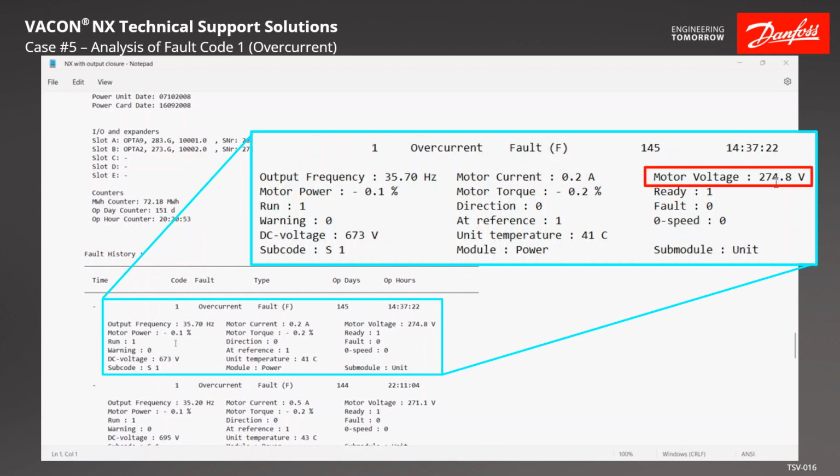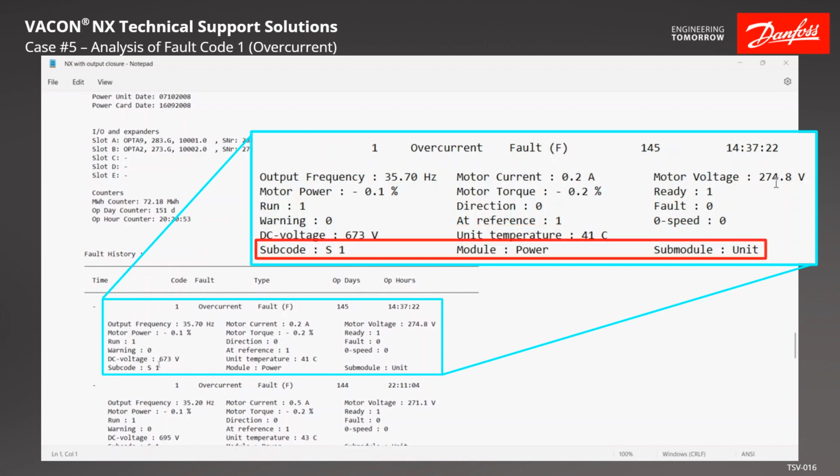275 volts on the output, no power, no torque. We are ready, we are running, forward direction, not fault, not warning. We are at reference, 673 volts for DC bus, 41 degrees C, subcode S1, which is again a hardware overcurrent trip, and that's in the power unit.